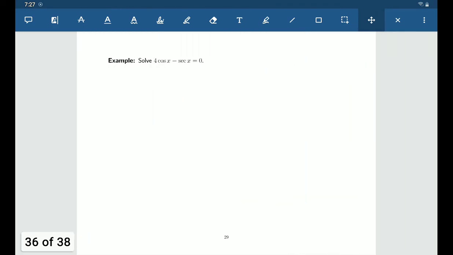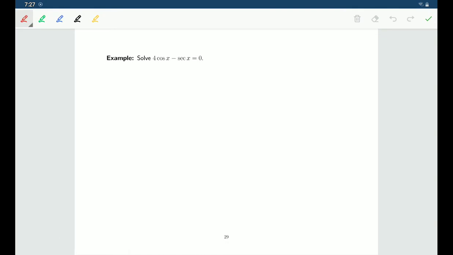Since I feel happier having everything in terms of cosine rather than secants, I'm going to keep the cosine, and I'm going to rewrite secant as being 1 over cosine of x.